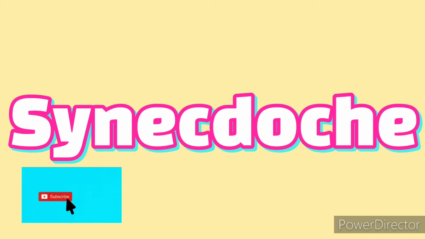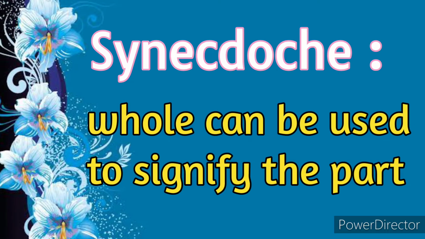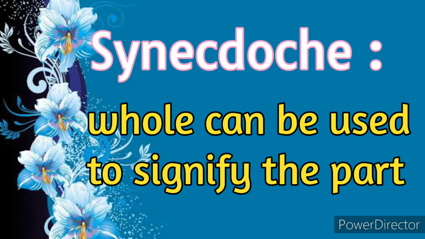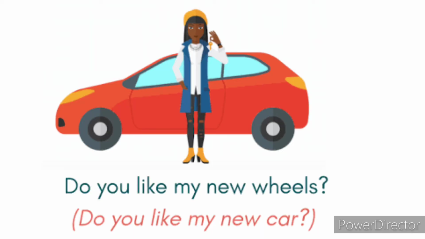The next figure of speech is synecdoche. In this figure of speech, a part of something is used to signify the whole, or the whole is used to signify the part. Some examples are: Do you like my new wheels? Here, wheels refer to car, so the part wheels is used for the whole car.